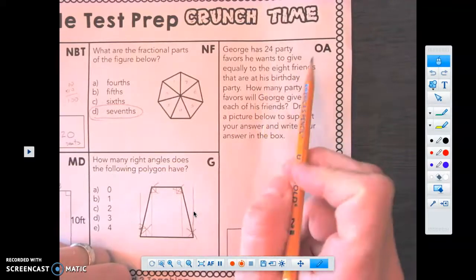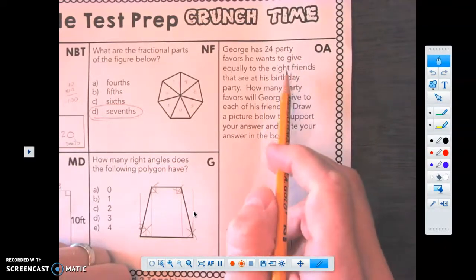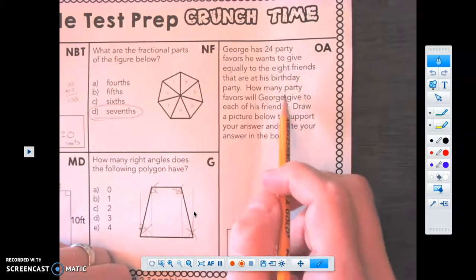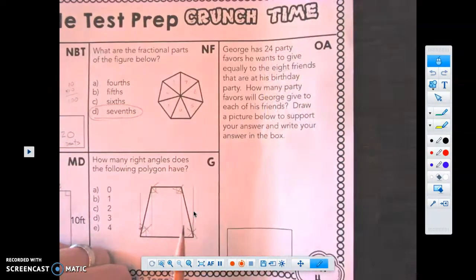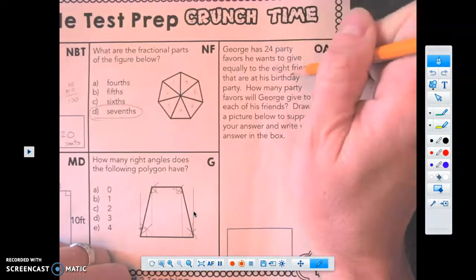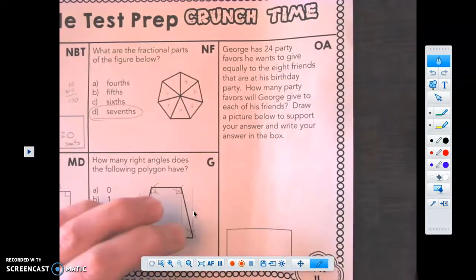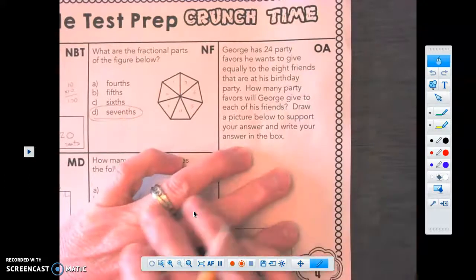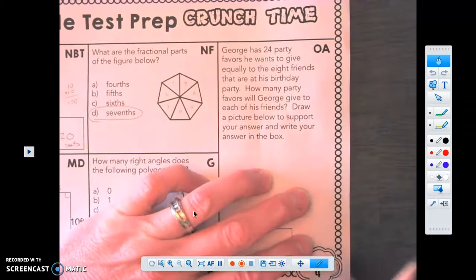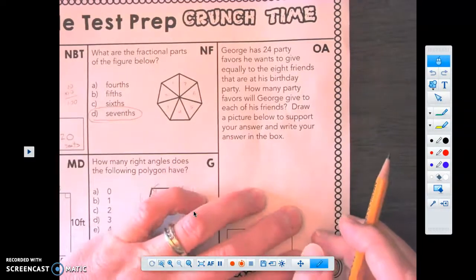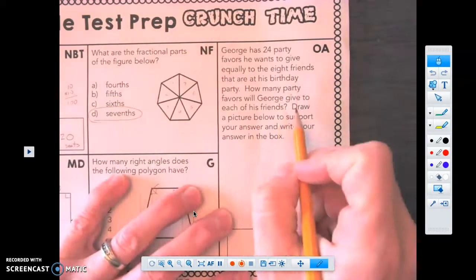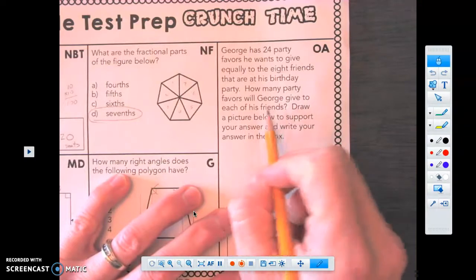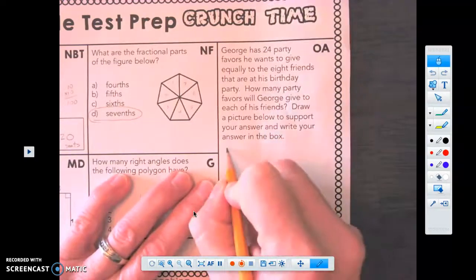So 24, let's see, would it be minus 8? Would that give us the right answer? 20? No, because that wouldn't give us an equal number. How about 24 divided by 8? Because then we could get the correct number there. 24 divided by 8 is 3 or 4? I can't remember. 3. Yes, 24 divided by 8 is 3. How many party favors will George give to each of his friends? 3 party favors.